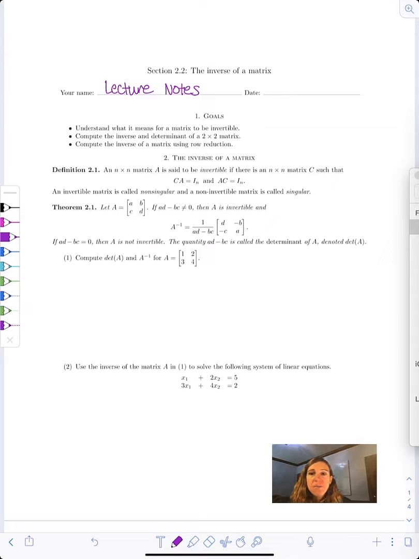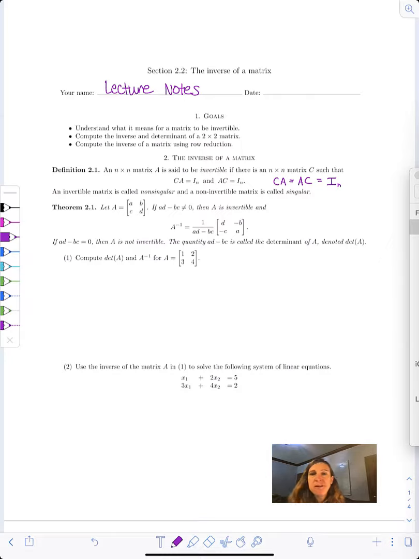So first of all, a matrix is said to be invertible if you can multiply it by another matrix and get the identity. And notice that it needs to be the same matrix on each side. We've already seen that matrix multiplication is not commutative, but in order for there to be an inverse, we need a matrix that does give you the same thing on either side. An invertible matrix is called non-singular, and a non-invertible matrix is called singular.